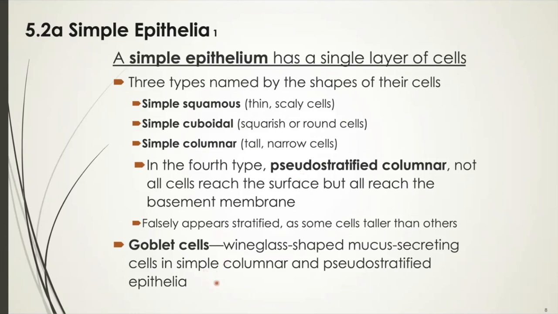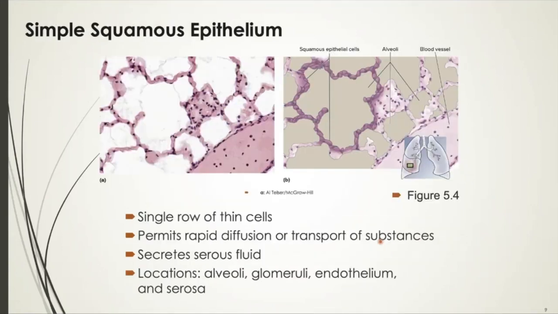So your goblet cells. Goblet cells are an additional type of cell. They look like a wine glass, hence that's why they get the name goblet cell. These are going to be mucus secreting cells. So whenever you see a goblet cell in a simple columnar and the pseudostratified epithelial, you can know that these are going to be secreting mucus. All right, so let's go ahead and get started looking at some pictures here.